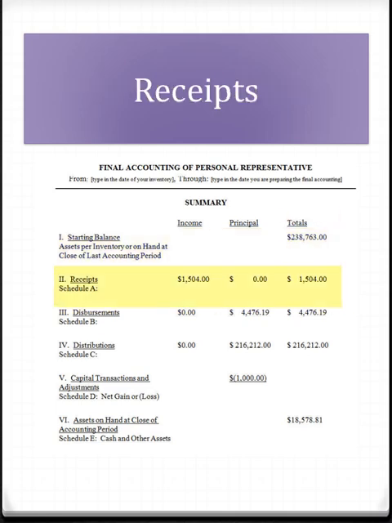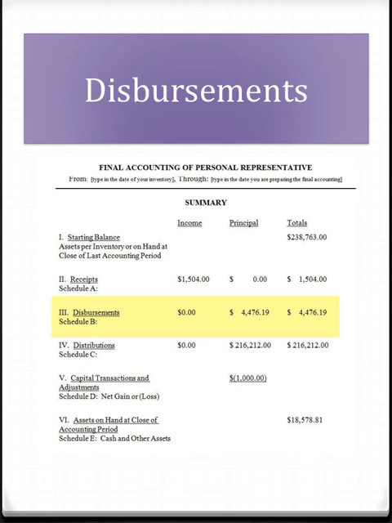For example, Schedule A shows receipts. Remember, we had the interest received, and if you go to your Schedule A, you will see a total under the income column of $1,504. You'll also see that under the principal column of Schedule A, you have no dollars. If you add these two numbers together, you get the total. So right now, we're working across. You enter the amount under the income column, the amount under the principal column, and then you total it, which is $1,504.